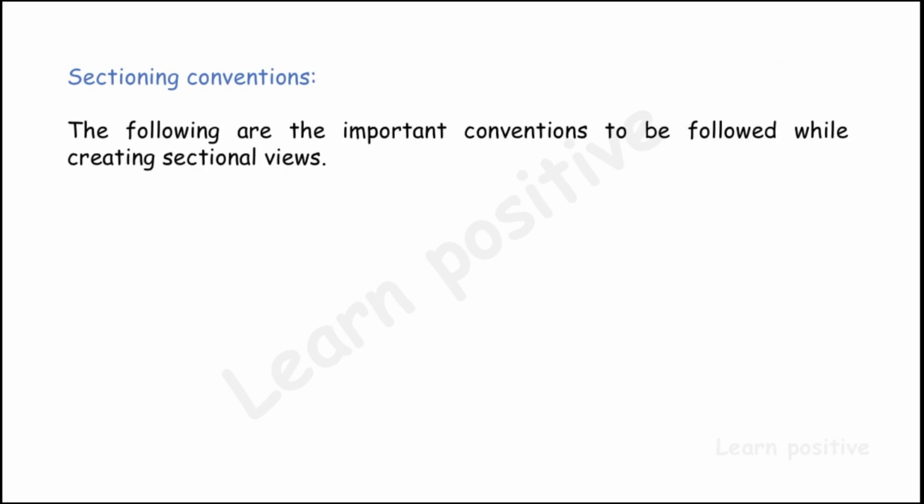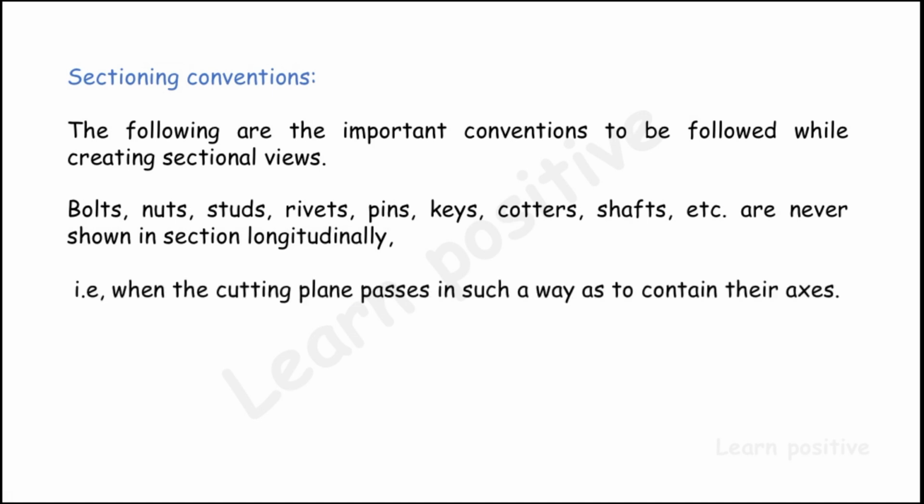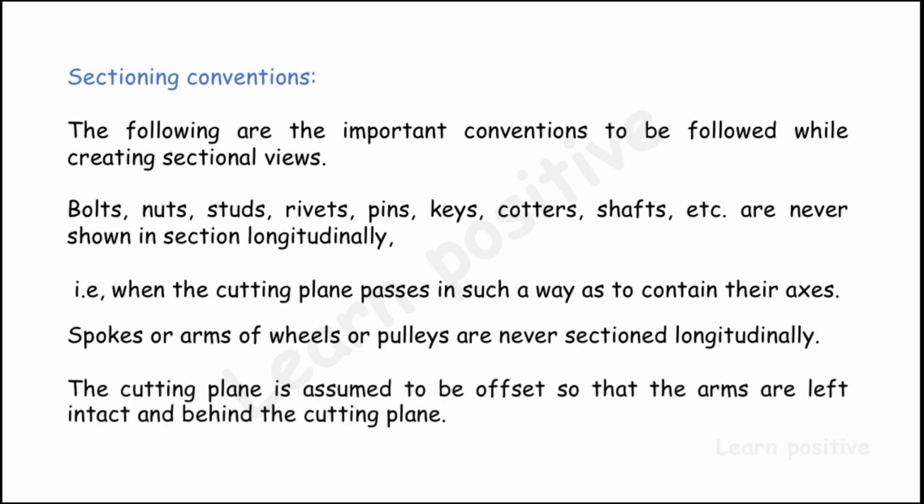And the sectional conventions are used to give the important conventions followed when creating sectional views. So we never section some components in the drawings. They are bolt, nut, stud, rivet, pins, keys, cotter, shaft, etc. They are never shown sectioned longitudinally, that is when the cutting plane passes in such a way as to contain their axes. Spokes or arms of wheels or pulleys are never sectioned longitudinally. The cutting plane is assumed to be offset so that the arms are left intact behind the cutting plane.